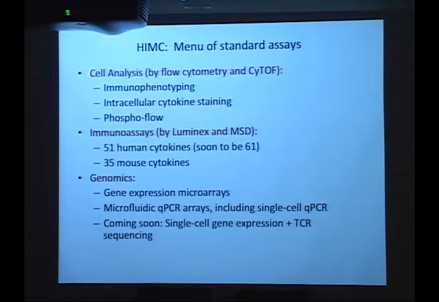And we do the cell analysis now by both conventional flow cytometry and CyTOF, and we have these three kinds of assays in those areas. We do the immunoassays primarily by Luminex, and actually I didn't update this slide. We're just about ready to launch a 63-plex Luminex assay for the human and a 36-plex actually in the mouse. So these things have been in flux just recently.